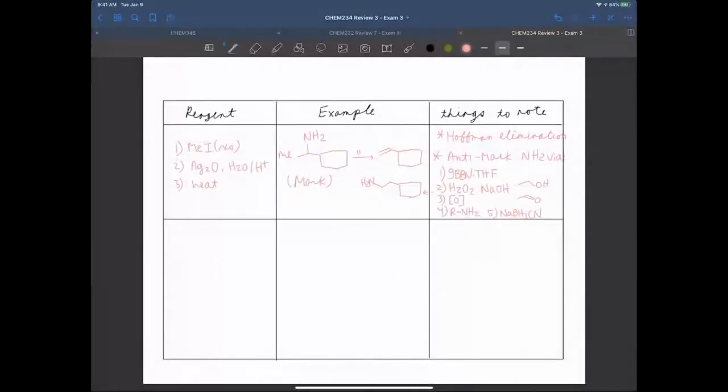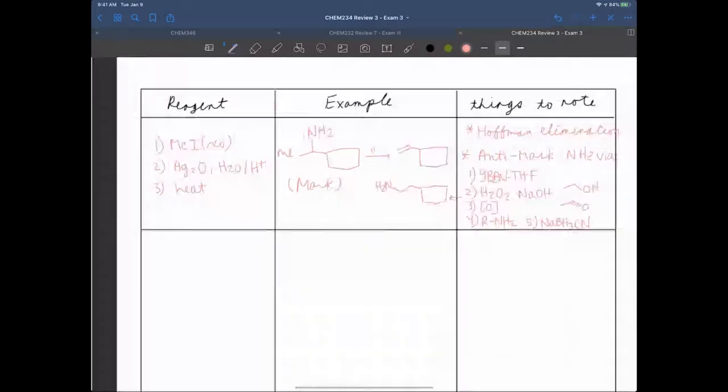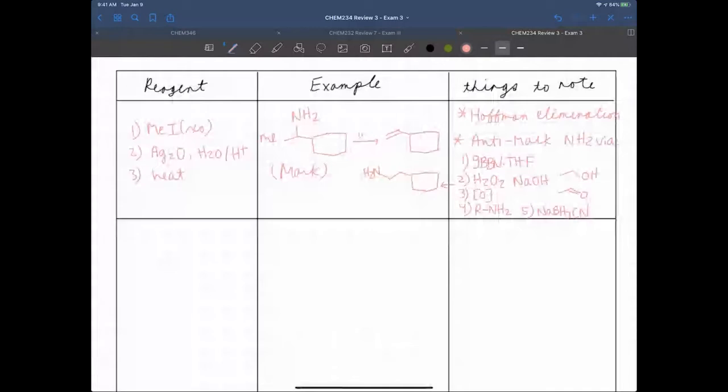This is a really sneaky way of asking how I can convert a Markovnikov to anti-Markovnikov. You would have to find the Hofmann intermediate, and this is exactly what you do. You have methyl iodide and silver oxide and heat. Okay.